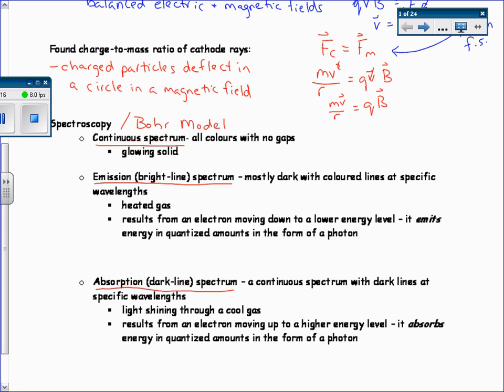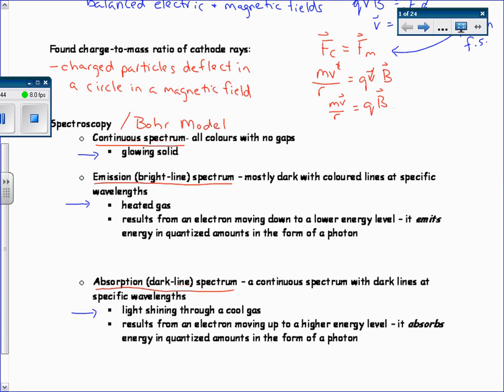And then an absorption spectrum is a continuous spectrum, so it's like Roy G. Biv, but then there's black lines in it where the colors are missing. So you need to know what each of them looks like. You need to know how they're formed. So a continuous spectrum is a glowing solid. An emission spectrum is a heated gas. And if you can remember, you sent electricity through a hydrogen tube, which heated that gas, which gave you an emission spectrum. And then an absorption spectrum is light shining through a cool gas.